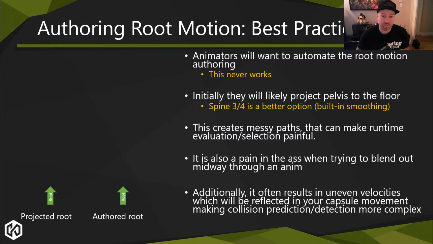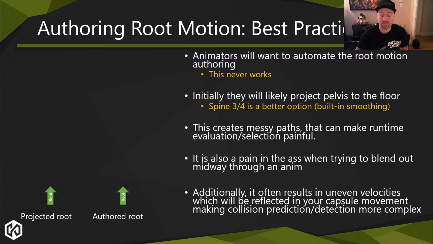Cool. So animators will basically say, hey, the root motion is annoying to author. I don't want to do it. Can we just automate this? And somebody will come up with the idea, hey, let's take the pelvis and project it onto the floor and boom, we're done. Root motion solved. Don't do this. It just never works. It never works.